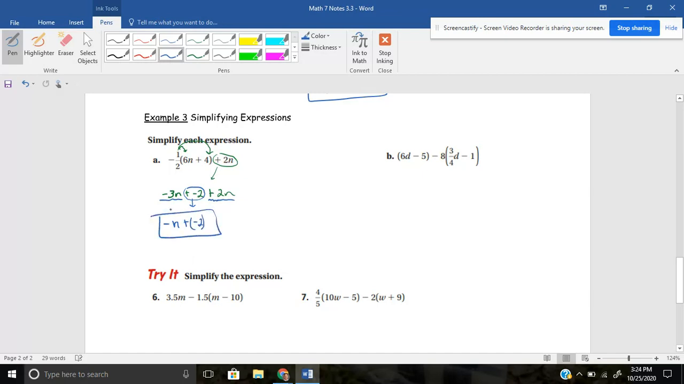And that is as simple as I can get. So again, we've used the distributive property first, and then in the end, we combine our like terms to add negative 3n plus 2n.